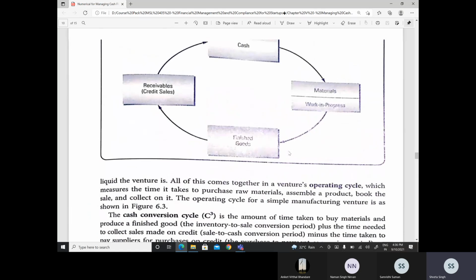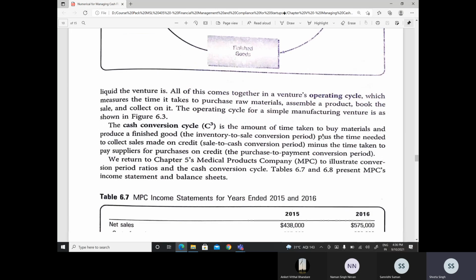So the first is how much time do you take to convert cash into your finished goods, how much time do you take to collect from your receivables to cash, and minus how much time do you take to delay payments or make payments to your creditors, who are basically people who are supplying you material on credit.